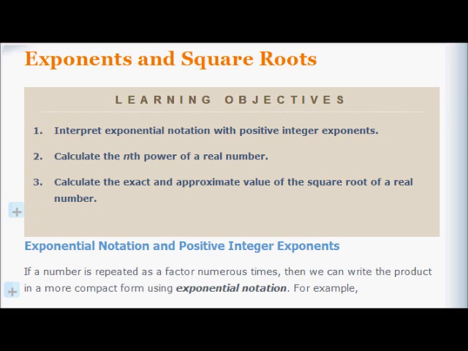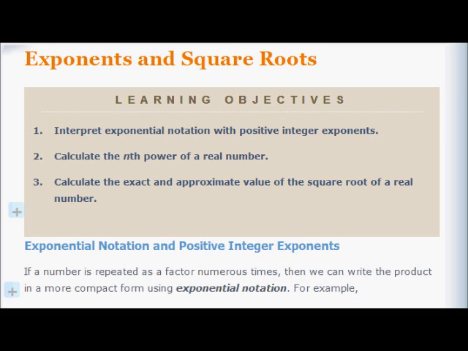If n is 2, then it's the second power. If n is 3, it's the third power. The second power is usually called the square, and the third power is called the cube. If n is 4, it's the fourth power, n is 5, it's the fifth power, and so on, of a particular real number. And thirdly, we'll calculate the exact and approximate value of the square root of a real number, and you'll learn that a square root is kind of the opposite of a square.